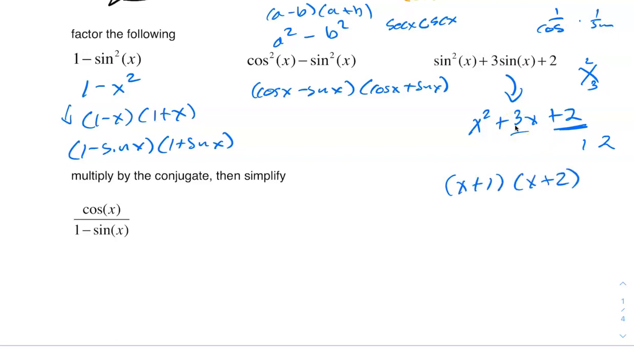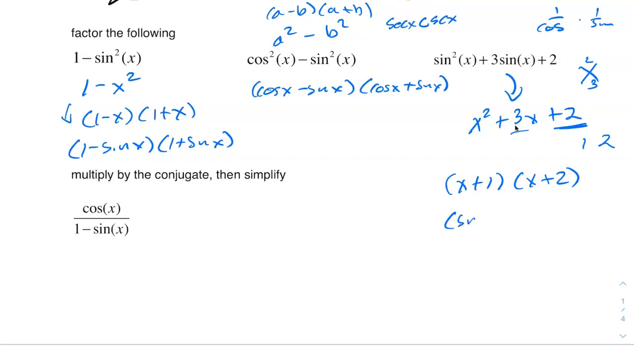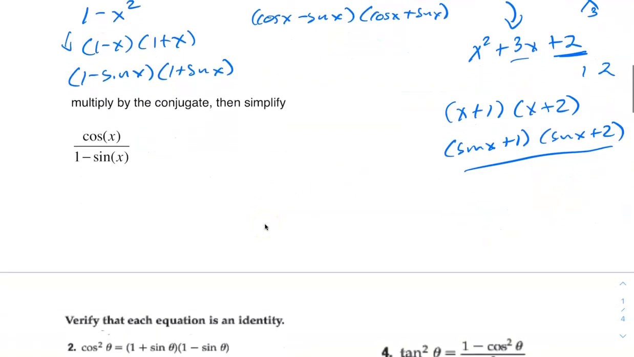And then now I just put the signs in. Put the signs back. Sine of x plus 1, sine of x plus 2. And now it's factored.